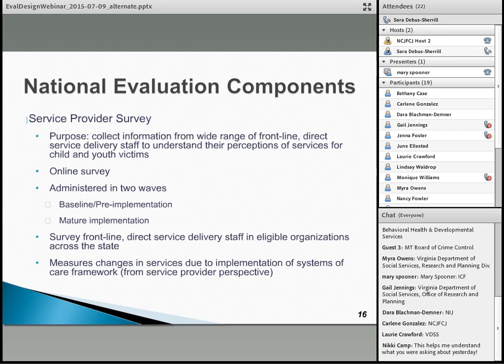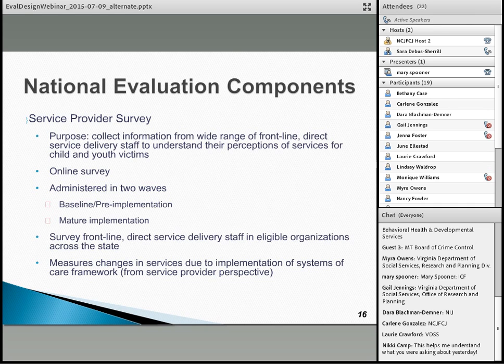Then we have our service provider survey. And whereas the network partner survey is really trying to get information from those that are intimately involved in the project, this is that survey that's looking at service providers throughout the state, the people that are directly interacting with clients to understand their perceptions of services for child and youth victims. This is also an online survey that we would be administering in two ways. Once, immediately prior to implementation, that's our baseline measure.